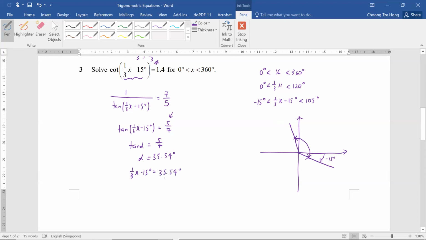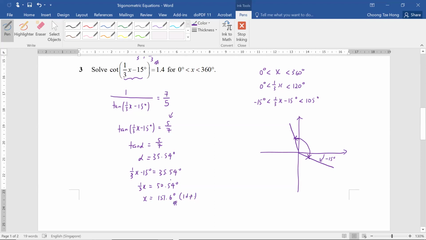Then you just have to manipulate this to find x. So for 1/3 x, we bring the 15 over, then you times 3. So 1/3 x will be 50.54, and then x will be 3 times that, so 151.6 degrees. This will be 1 decimal place. Alright, so this is how you solve questions like this.